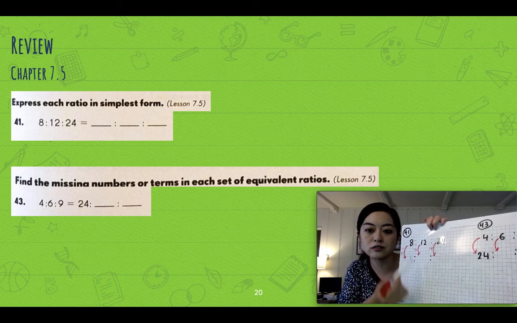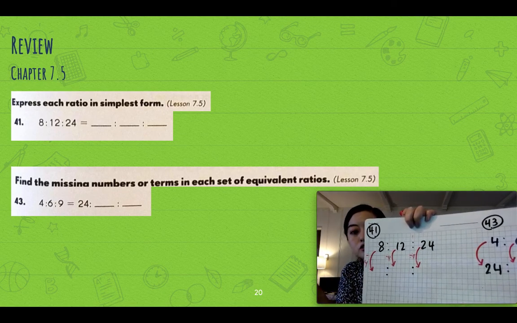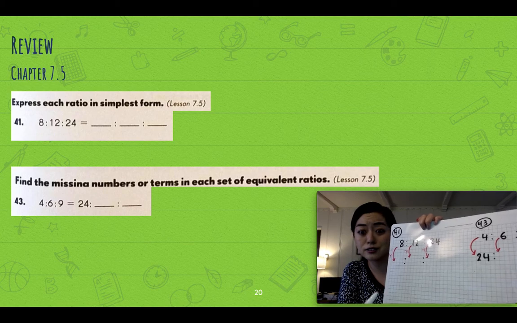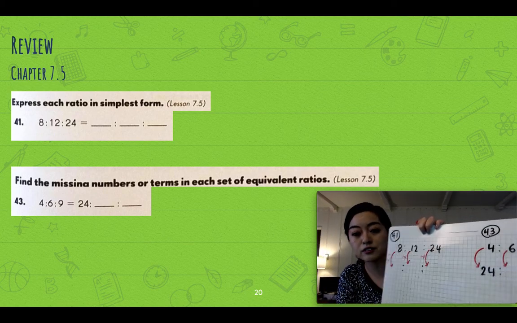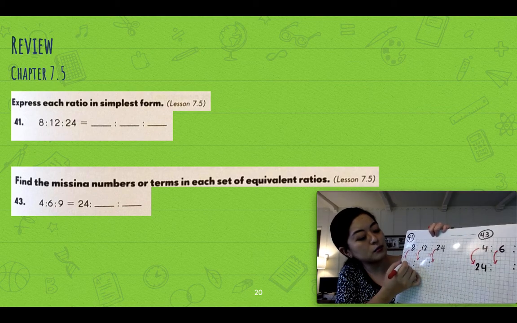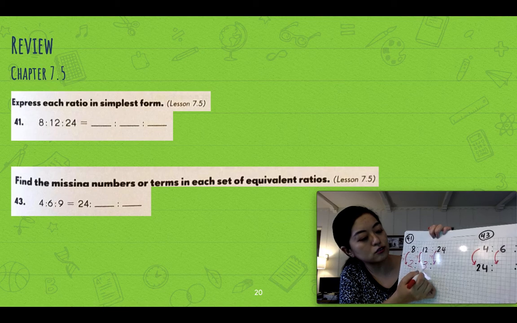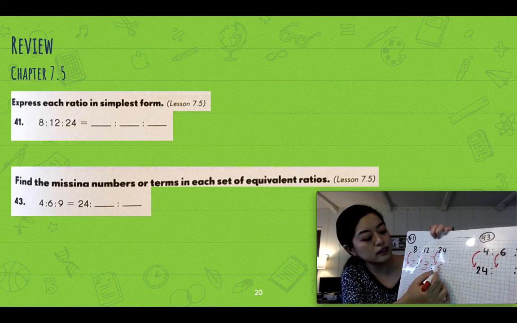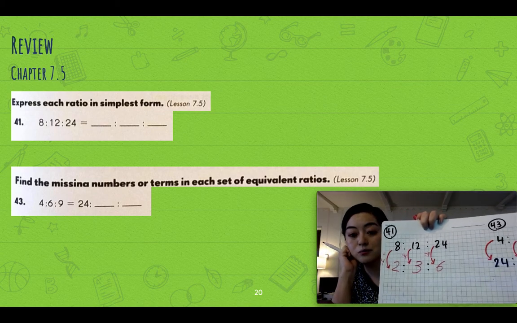But I can always just put in a common factor that I know and then try it. And if I have to divide again, I'll divide again. So it's not a big deal if you can't figure out the greatest common factor right away. So 8 divided by 4 is 2. 12 divided by 4 is 3. 24 divided by 4 is 6. So 2 to 3 to 6 is my simplest form.